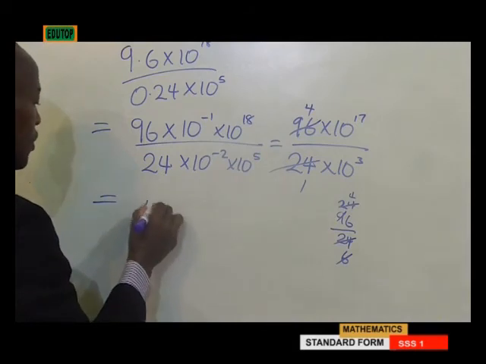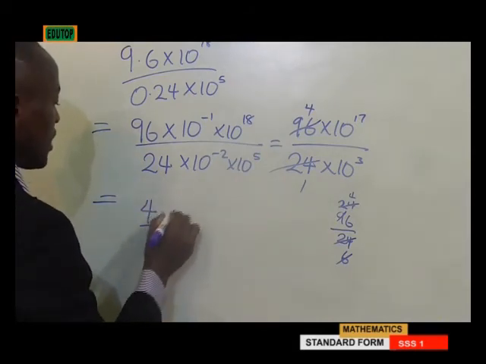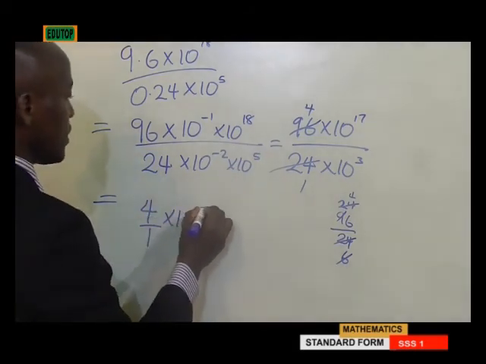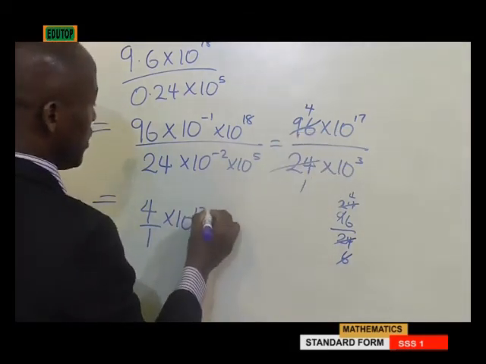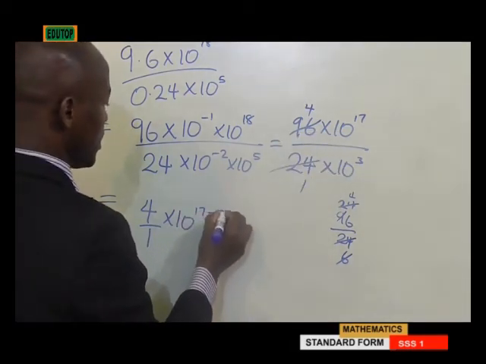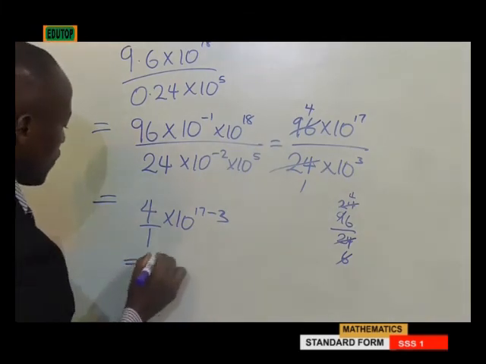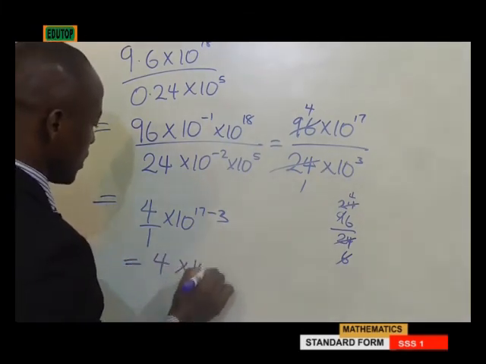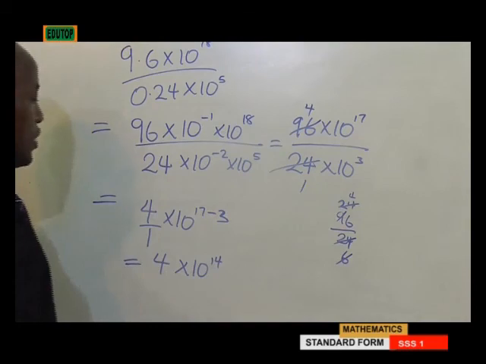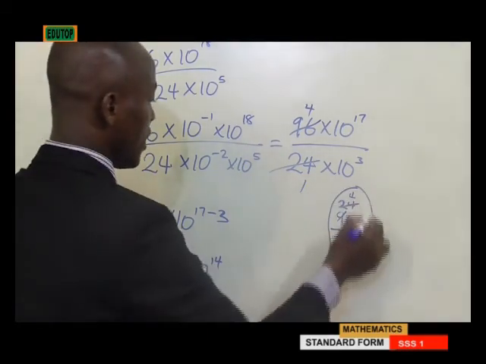That will be 4 all over 1 times 10 raised to power 17. When we are dividing, that's subtraction, minus 3, which is equal to 4 times 10 raised to power 14, which is our final answer.